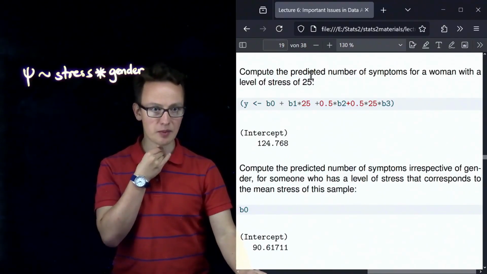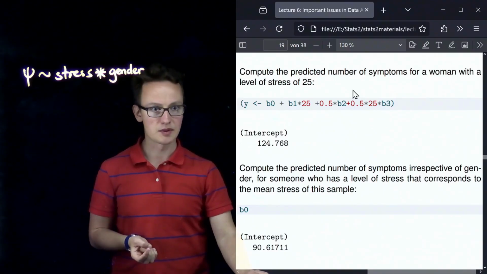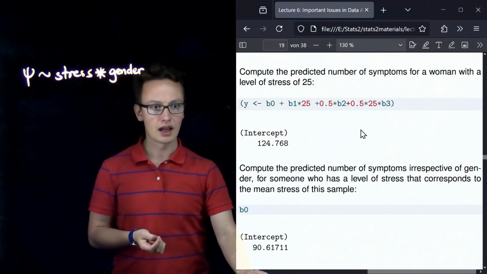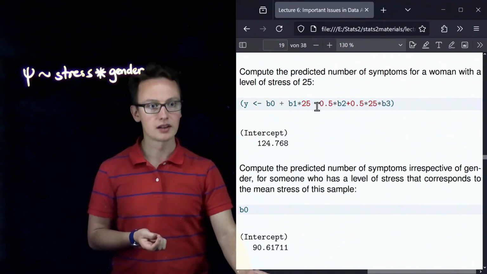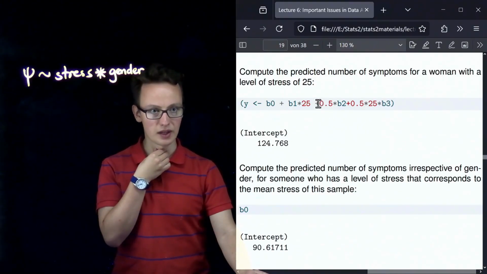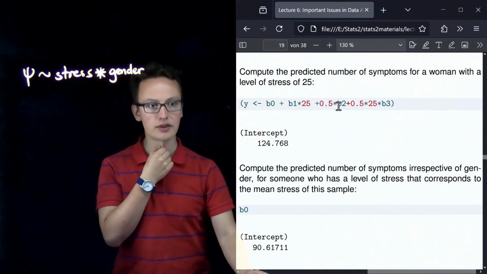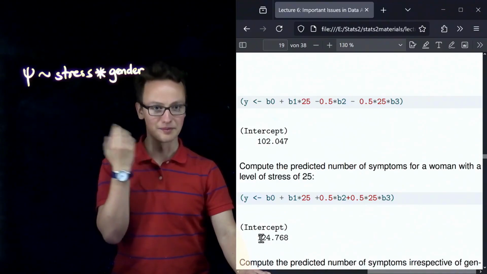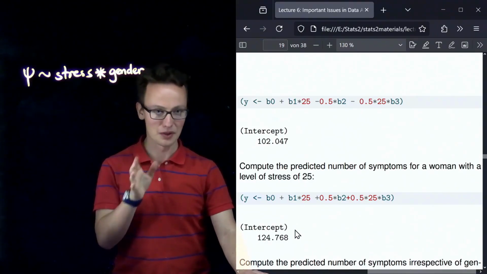Likewise, we can do the same thing, but for a woman. So we could say we want to compute the predicted number of symptoms for a woman with stress level 25. And here we would have to now, again, run the same formula, the same equation, but instead of putting in minus 0.5, we would have to put in plus 0.5. And as a result, we will get the prediction of 124, right? Or 125 roughly.